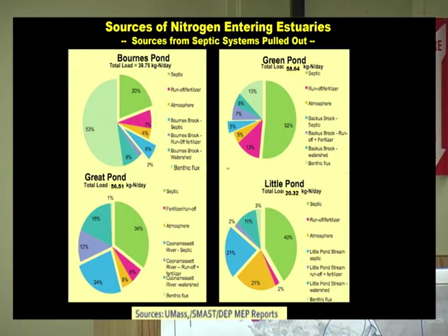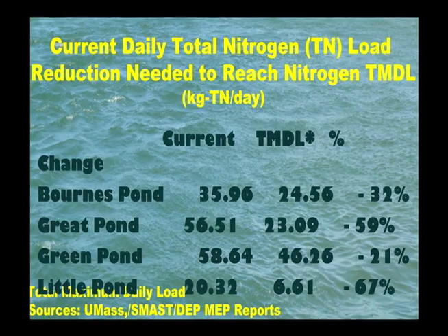Now, no two estuaries are alike. I don't want to go into details here, but this basically breaks down all of the different sources of nitrogen entering the estuaries in this pie chart form. And you can see that by colors, they're different. And so different ponds are affected differently. And so that's what we need to do, is to look at the estuaries and understand them and deal with the nitrogen. But what I'll be talking about is looking at basically the total loads.